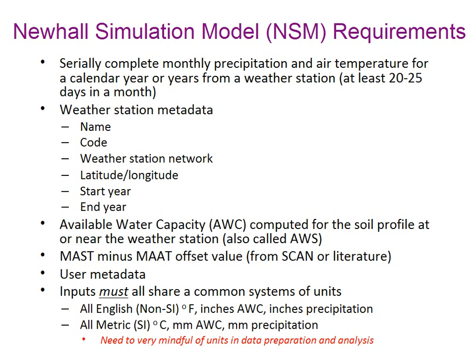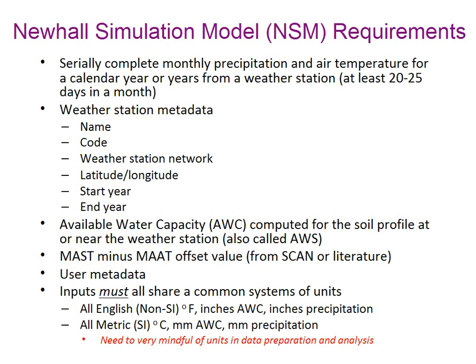Weather station metadata: we need the name, the station code, what network it falls within, the location of it, and the start and the end year. We also record elevation, but that's just most of the metadata information. It also requires, as Larry explained, an available water capacity value computed for the soil profile that is at the weather station or nearby. Sometimes we call that value the AWS value, available water storage, within the profile too.